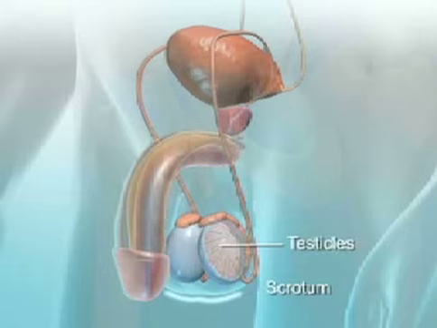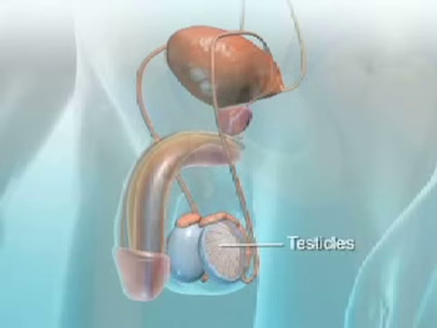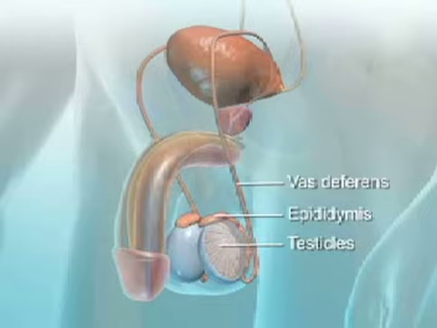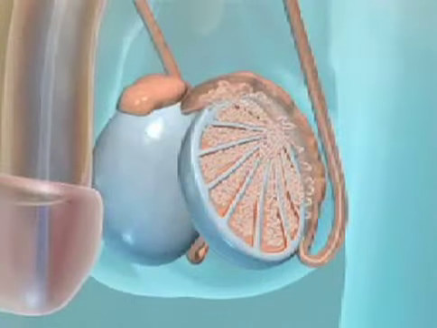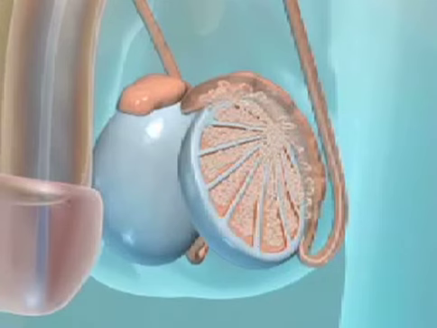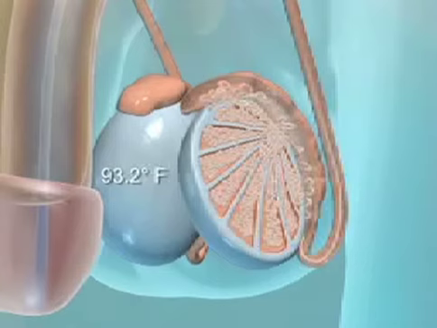The scrotum protects and supports the male reproductive organs that are located outside of the body cavity. These include the testicles, epididymis, and vas deferens. The testicles produce about 300 million sperm each day. However, this is possible only if the temperature of the testicle is 93.2 degrees Fahrenheit. The scrotum maintains this temperature by adjusting how closely it holds the testicles to the body.